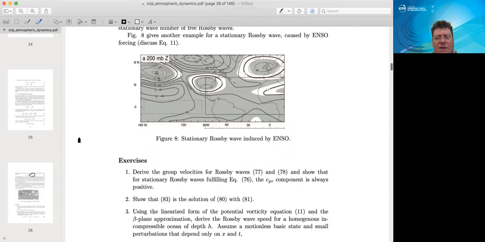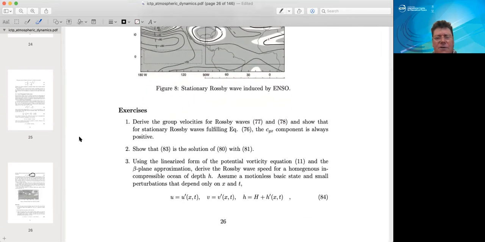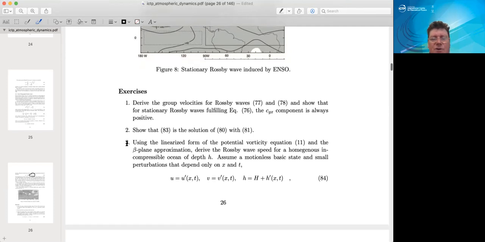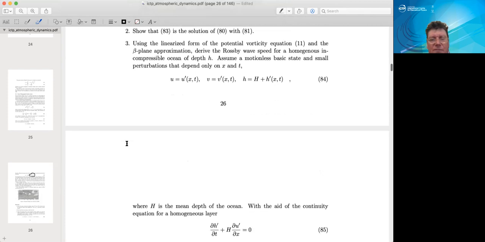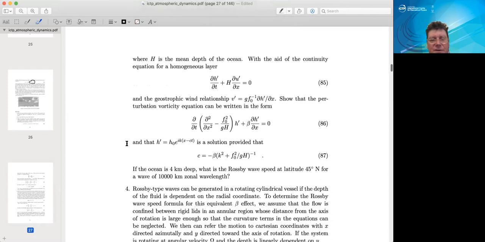So I will just tell you what exercises you can actually do for the next lecture, and the ones that I don't encourage you to do. Exercise number 1 is very useful. I encourage you to do it, as is exercise number 2. Exercise number 3, I think, is also very useful. It's transforming our problem into a real ocean problem for Rossby waves.